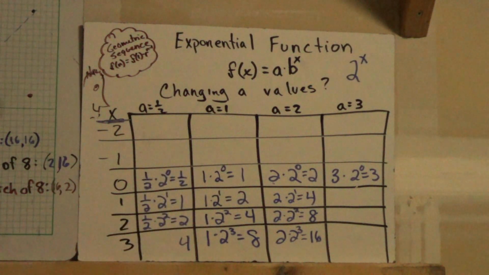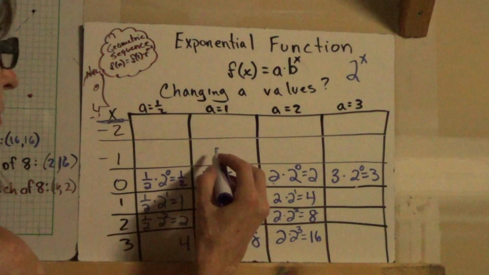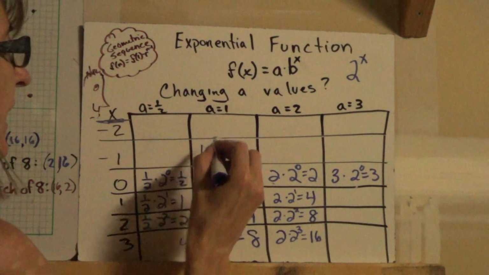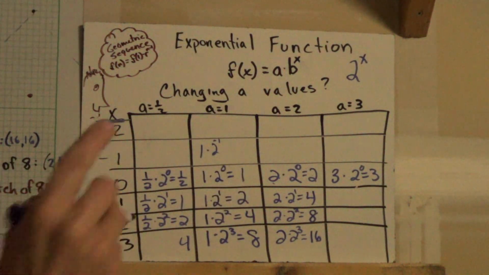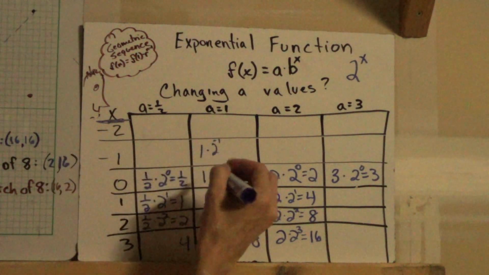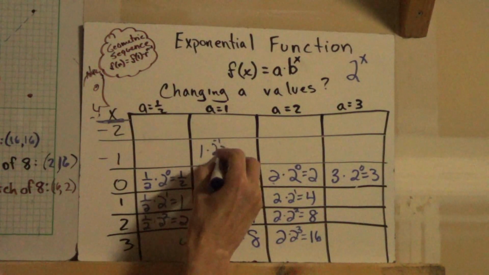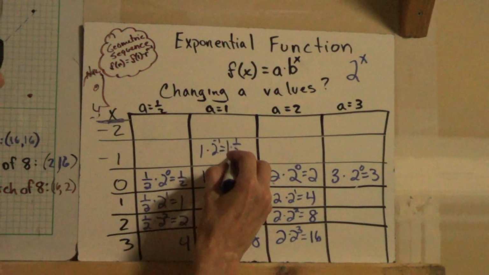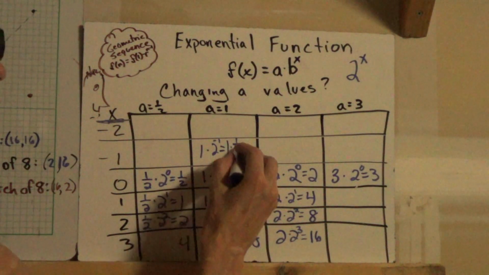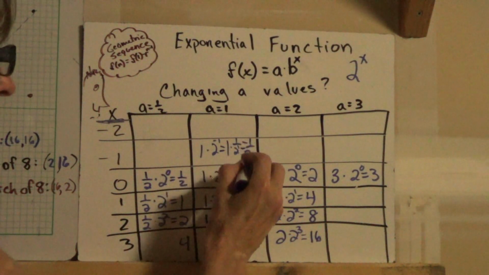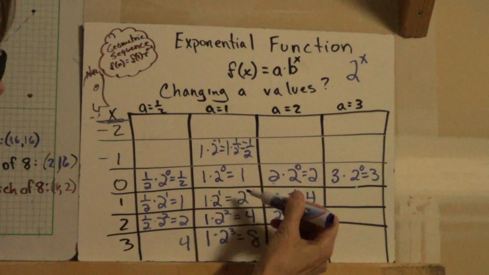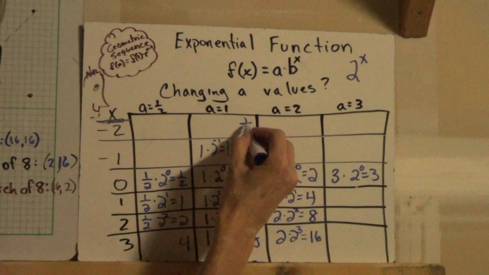Now going up into the negatives, we would have 1 times 2 to the negative 1. Now 2 to the negative 1, remember, is equal to 1/2, because we put it on the bottom, so it's 1 times 1 over 2 to the first, which is 1/2. You can look at the pattern here. What times 2 equals 1? It would be 1/2. So going even smaller, that would be 1/4.